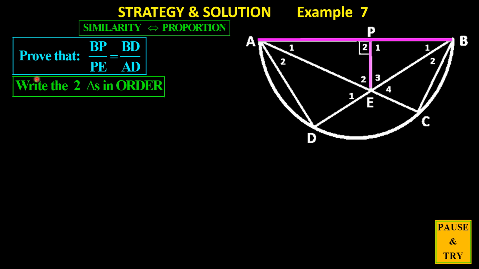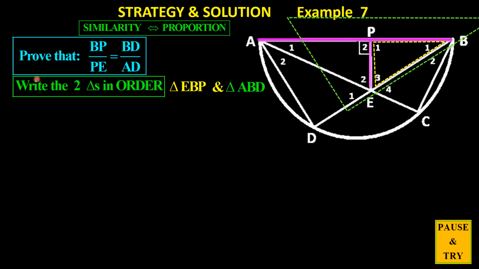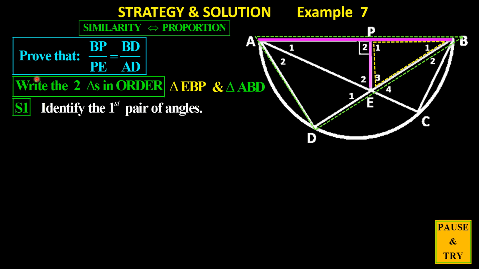There's BP and PE, so there's 3 letters, a B, a P, and an E. So I start with E, then B, then P. Easy. Next one is BD and A. So I have BD, I start with an A, then I say A, B and D. Very quick, right? So let's identify the two triangles, EPB, and the other one, the larger one, is ABD. Now we're ready to prove them similar.